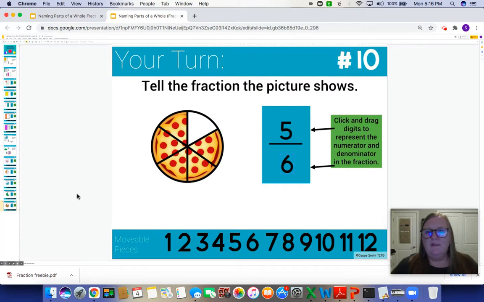So you're going to practice that today for practice on fractions, and then we will get into fractions a little bit further tomorrow. Just remember, to do a fraction, it has to be equal parts that have the same shape and size.